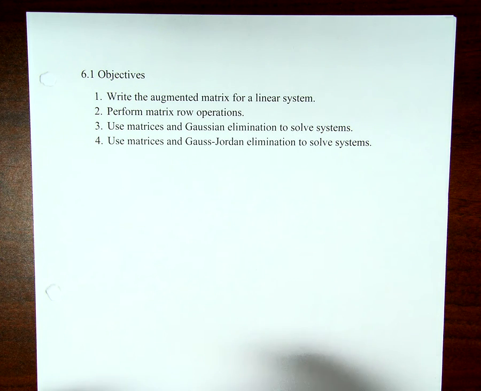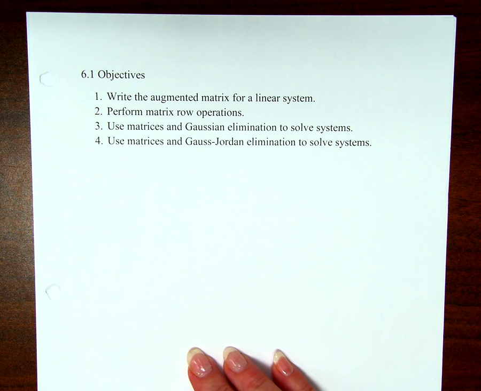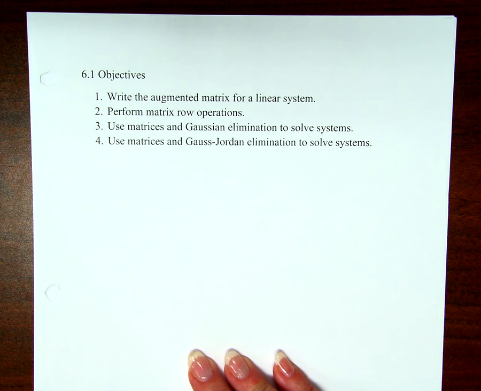6.1 objectives. Write the augmented matrix for a linear system. Perform matrix row operations. Use matrices and Gaussian elimination to solve systems. And use matrices and Gauss-Jordan elimination to solve systems. Okay?